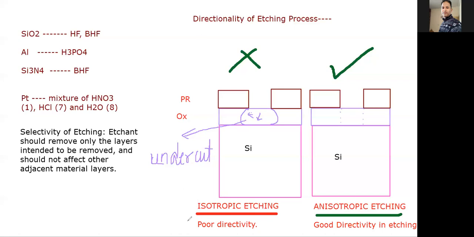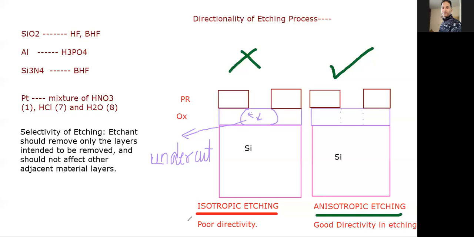So a good or ideal etching process is one which is directional as well as selective. Selective means that if we want to remove one material, it should not interfere with the adjacent material layers. It should remove the intended layer at a good etch rate, but it should not affect the adjacent neighboring material layers. So that is good selectivity.